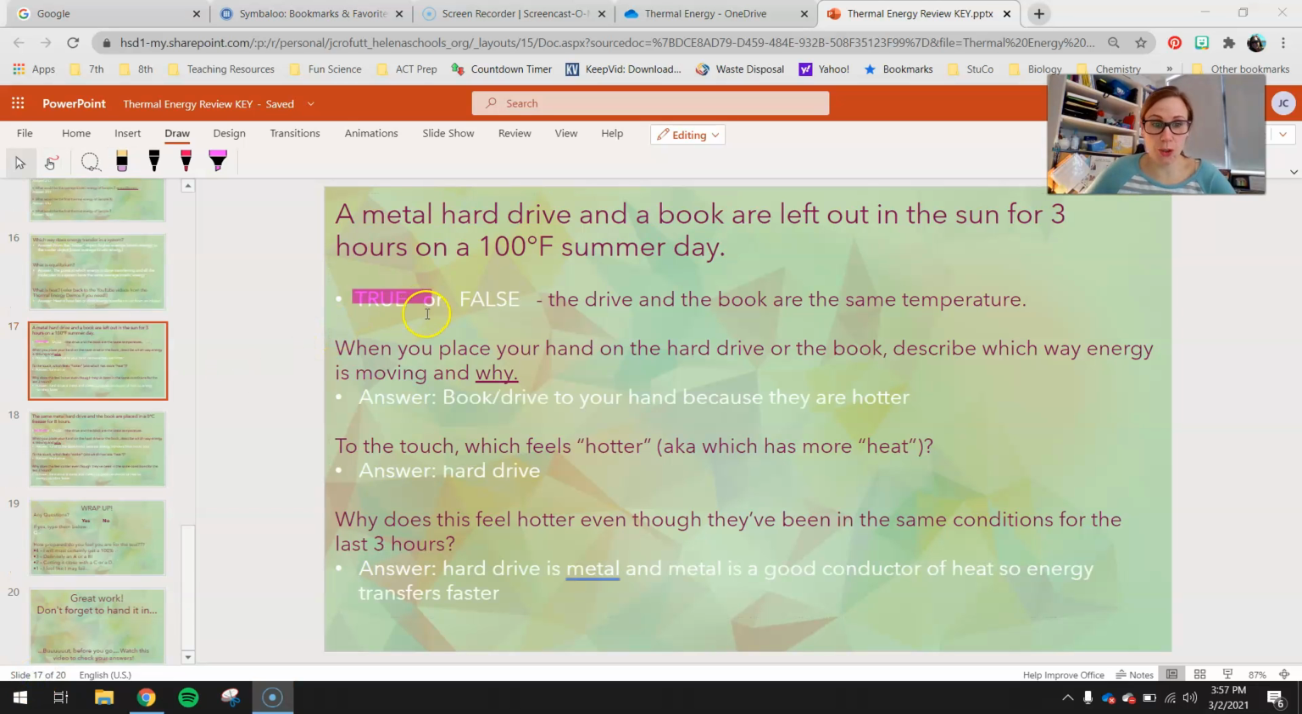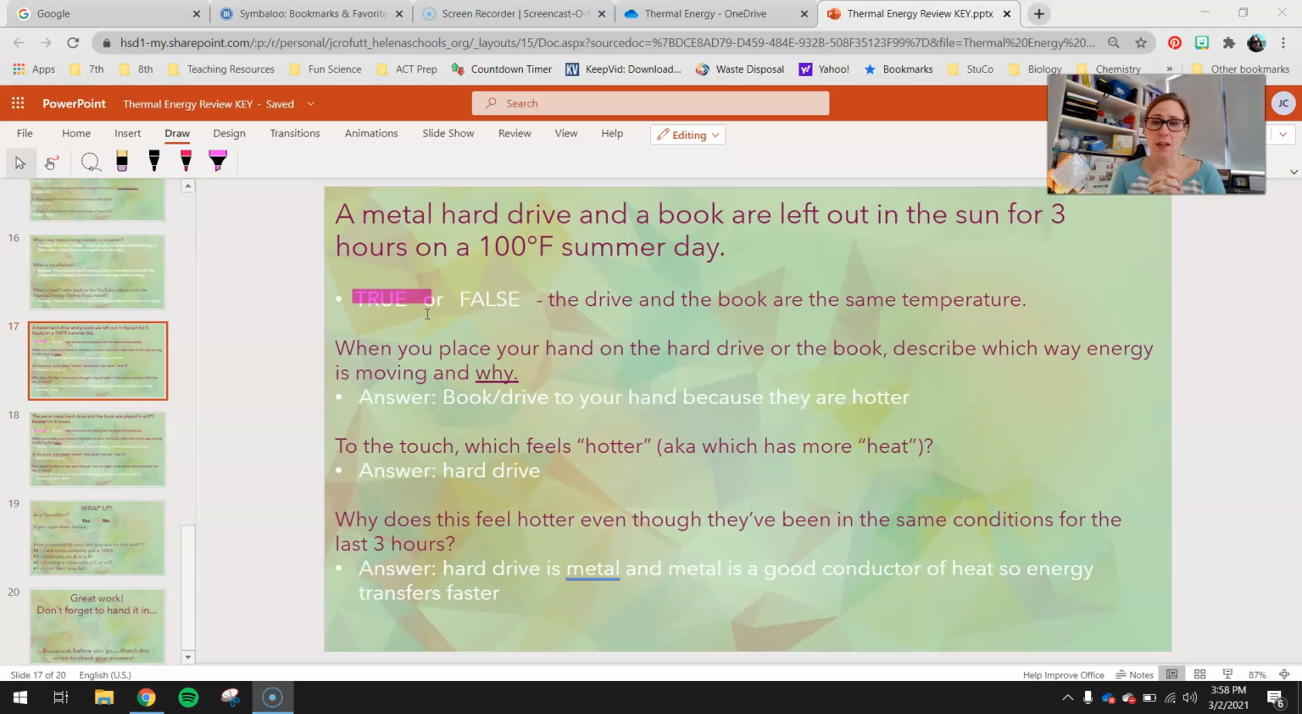The answer here is true because they've both been sitting outside on this 100-degree Fahrenheit day. They both come to equilibrium with the air temperature around them. So they are the exact same temperature, but they don't feel the same because, again, what you're feeling is heat and energy transfer. You're not actually feeling temperature, which is the average kinetic energy of molecules.